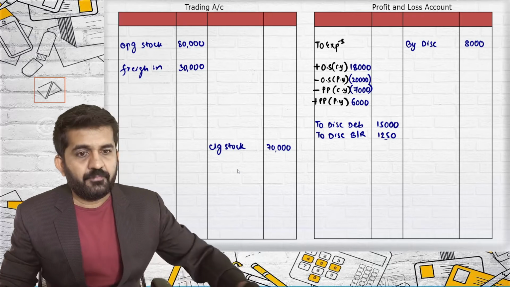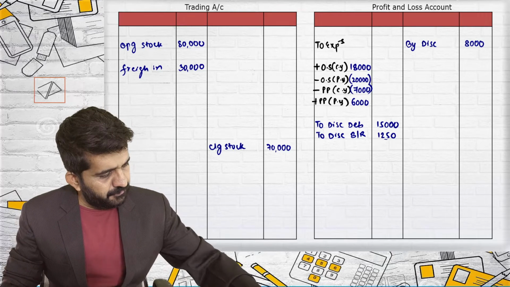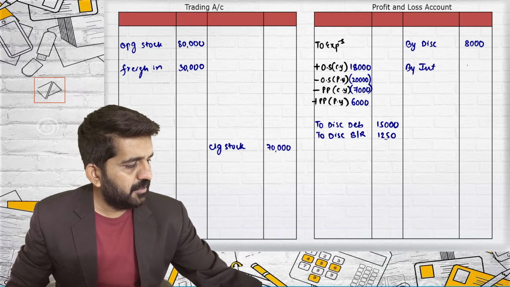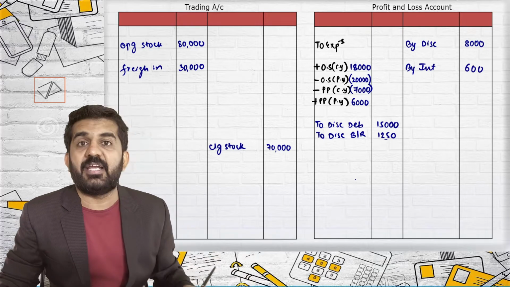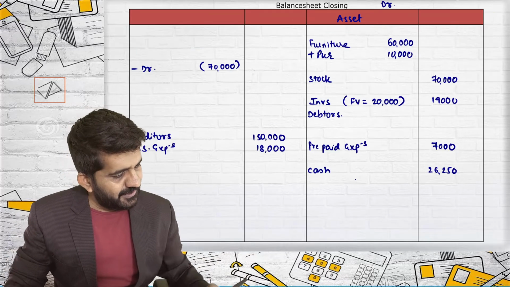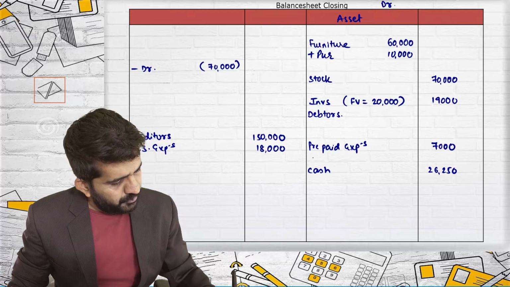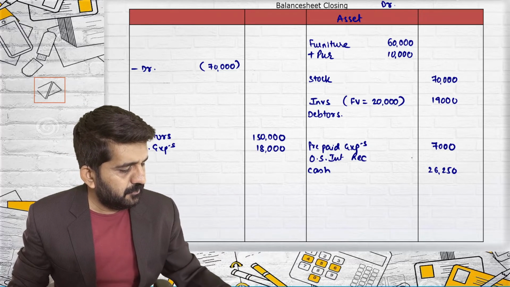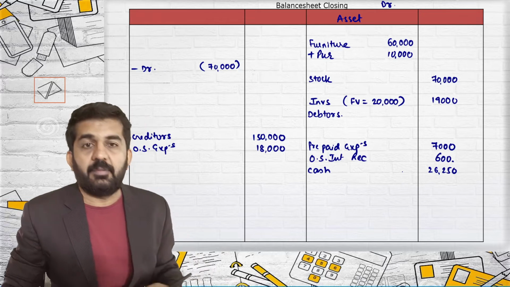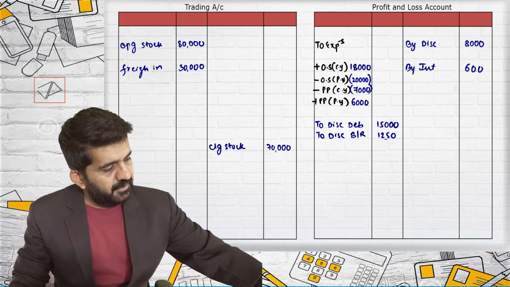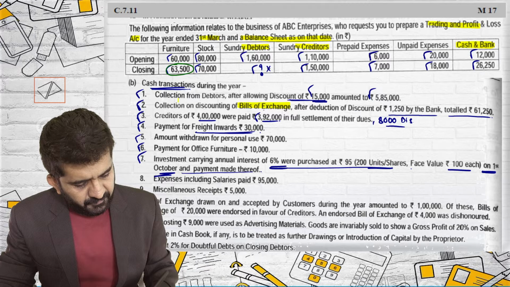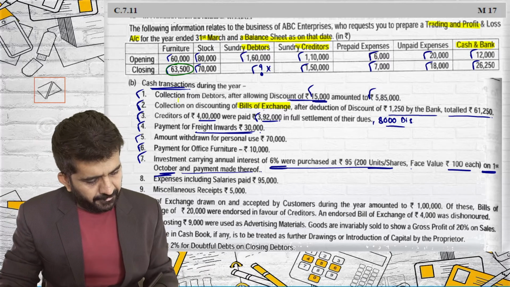So two effects of outstanding interest, very simple. Interest is our income, by interest 600 rupees. Outstanding interest receivable is my asset, so asset account, outstanding interest receivable of 600 rupees will be in the closing balance sheet. Debit effect, credit effect, we can go ahead. We have done interest and investment.